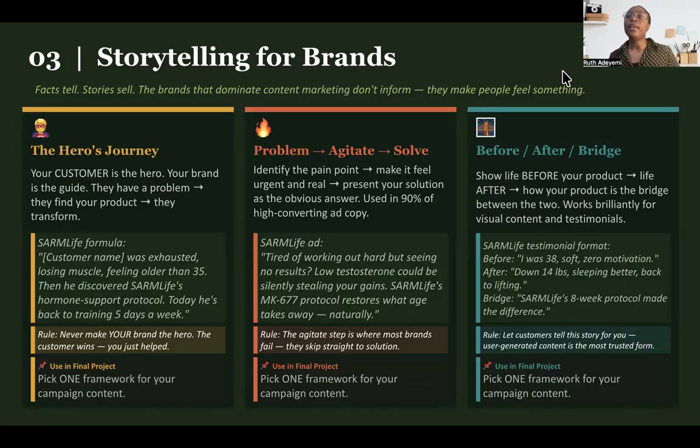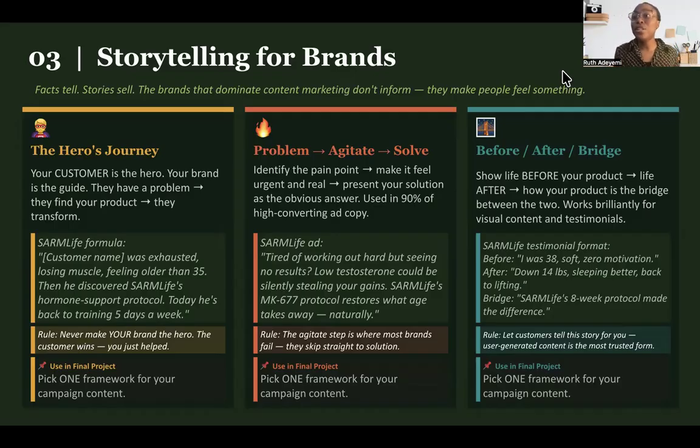All right. Then finally, we have another framework, which is the before-after-bridge framework, where you show life before your product and you show life after, and how your product acts as the bridge between the two. And we do this too by sharing testimonials from our students. They let the audience know where they were before SDST, where they were after, and we bridge it by telling the SDST story in between.